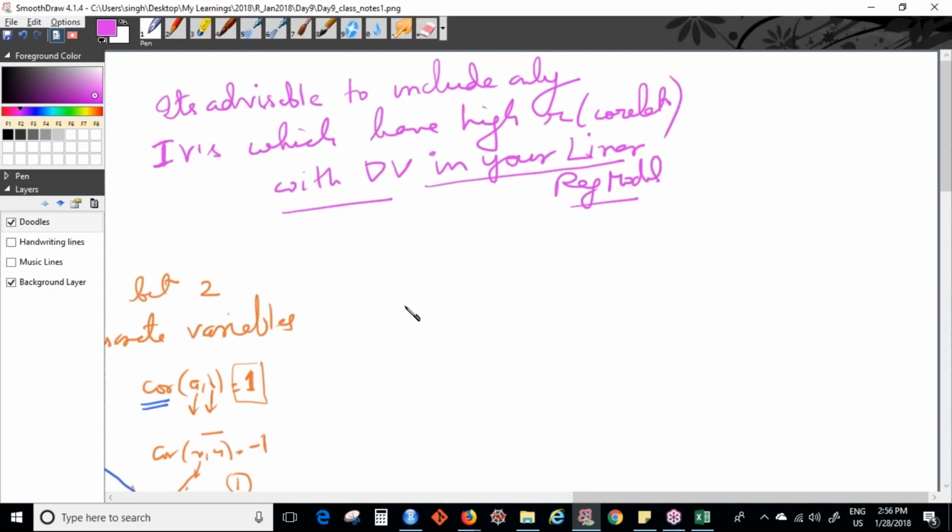And by the way, guys, just to ask you a question, I removed that. What do you think will be the correlation of x versus x? What will be the correlation of a variable with itself?